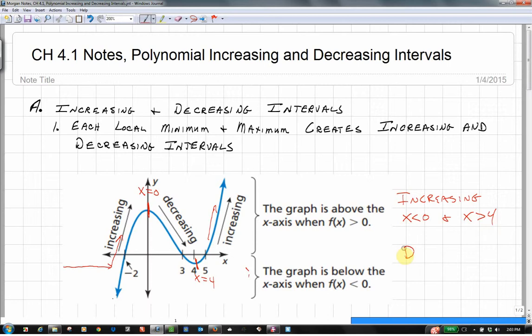Then the decreasing. Okay, so where I'm decreasing is between x equal to 0 and x equal to 4. Now, I can't include 0 and 4 in there because those are perfectly flat. Perfectly flat right at 0 and 4. So I would say, okay, anywhere between 0 and 4 would be where I'm decreasing. That's how I specify those intervals. Let's do one more.